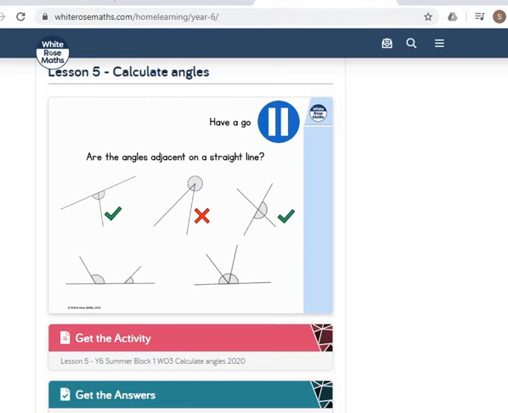What about this one? Whilst it might look like they're on a straight line, the angles are not adjacent because they don't share a common line. So in this case, they are not adjacent on a straight line.